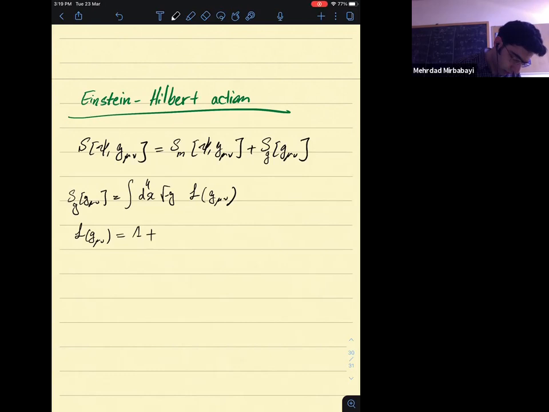And then the next scalar quantity that I can construct out of the metric and its derivatives is the Ricci scalar, which has two derivatives of the metric. So some coefficient C times the Ricci scalar, and then we can have terms with more than two derivatives.